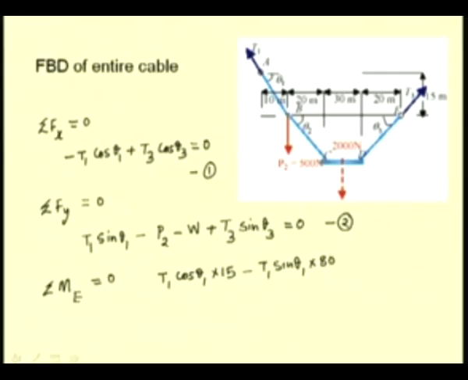Then we have the moment due to this force P2. So, we have plus P2 times 70, which is the moment arm. This also causes a counterclockwise moment, so it is positive. And we have the moment due to this weight, which is also a counterclockwise moment, so it is positive. So, we have plus W times the moment arm is 35.